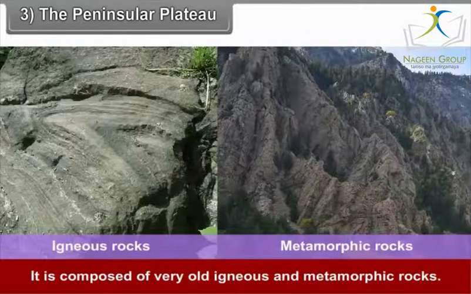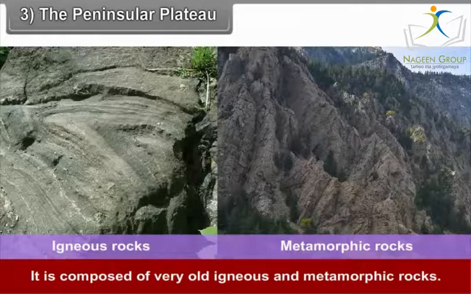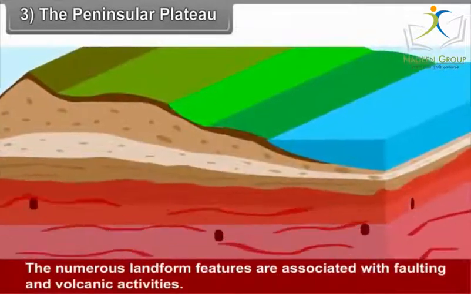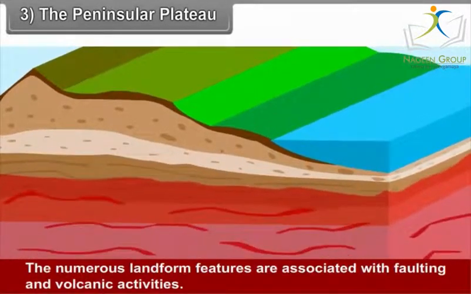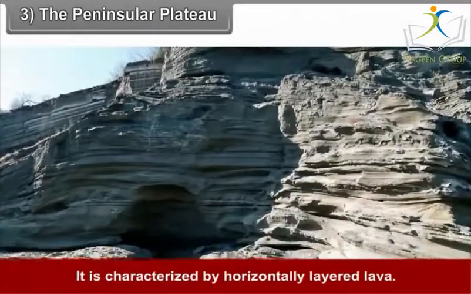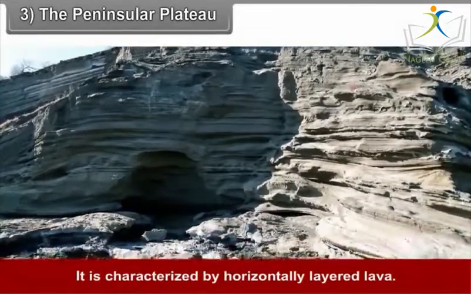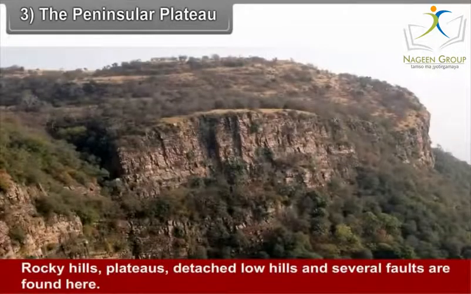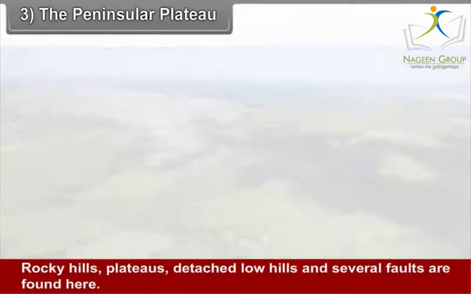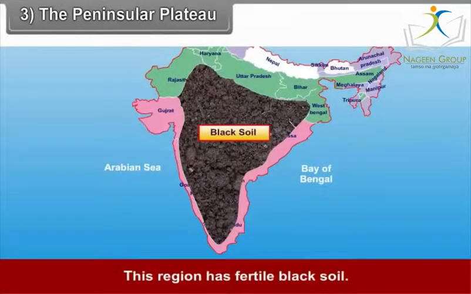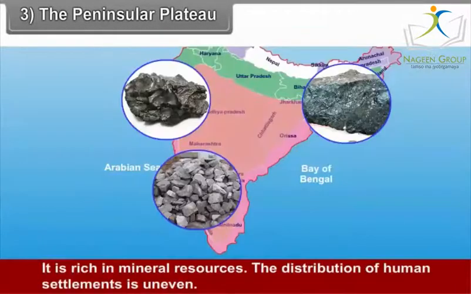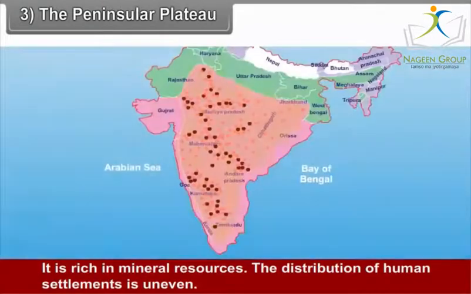It is composed of very old igneous and metamorphic rocks. The numerous landform features are associated with faulting and volcanic activities. It is characterized by horizontally layered lava. Rocky hills, plateaus, detached low hills, and several falls are found here. This region has fertile black soil. It is rich in mineral resources. The distribution of human settlements is uneven.